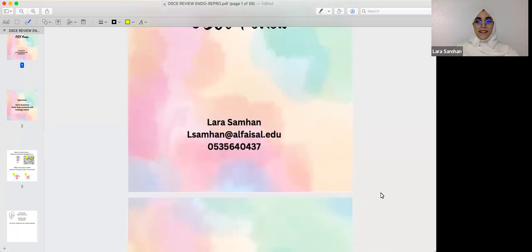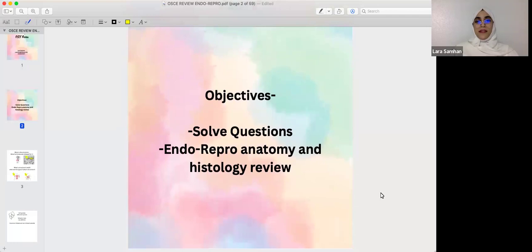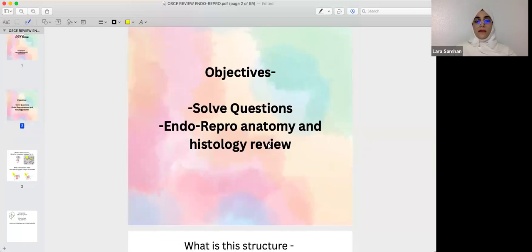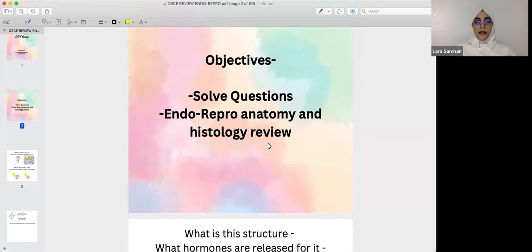Today we're going to have the Endocrine OSCE review. So let's get started. For the objectives of today's session, we're going to start off by solving some important OSCE questions, almost similar to the questions that come in the OSCE, and then we're going to go all the way to review the whole endocrine anatomy and histology, like OSCE pictures, images, and everything.